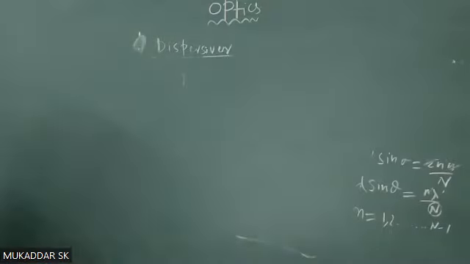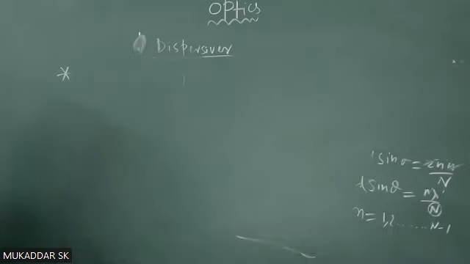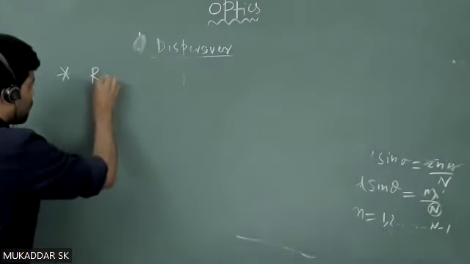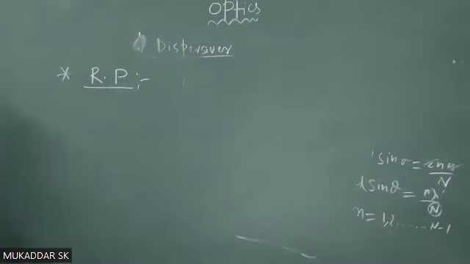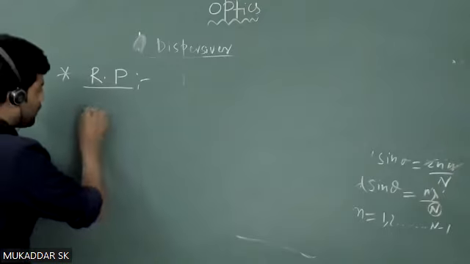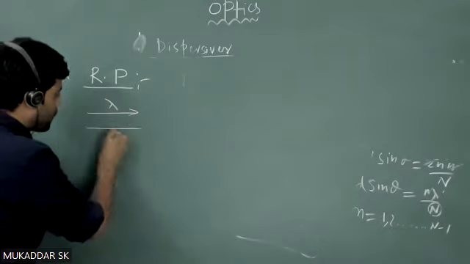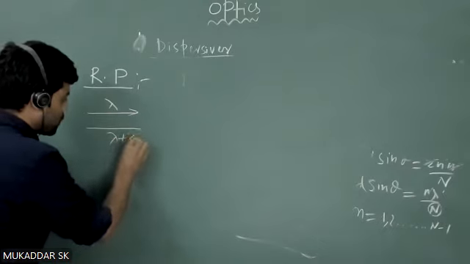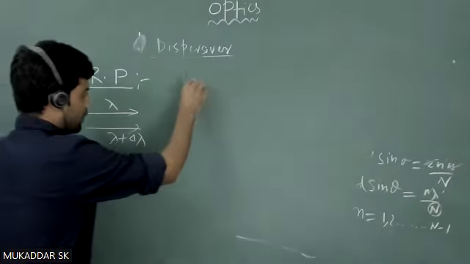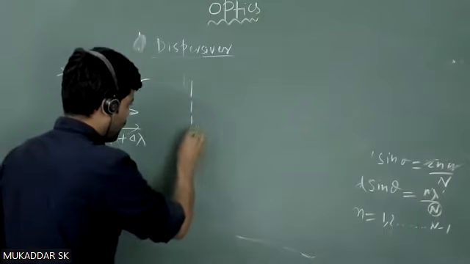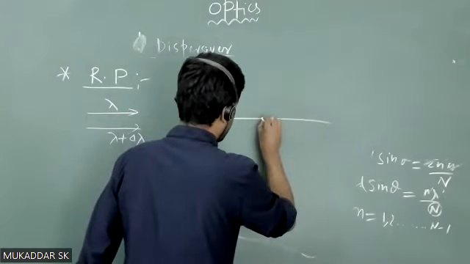Okay, now the second is this. So this was about your dispersive power. Now we also have the resolving power of the grating. Resolving power. Again, you have two different sources, having wavelengths lambda and lambda plus delta lambda. Simultaneously you are using these two sources, and you have a grating having N slits, and on the screen you are getting a diffraction pattern.